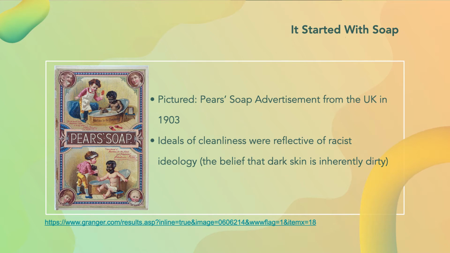So if you look at it, essentially there are these two small children, and the white child is bathing the black child in a bathtub. And the message inscribed on the bathtub says, "Matchless for the complexion." And then if you look at the bottom, one can see that after being cleaned, the black child has his skin completely lightened. So this is essentially saying that black skin is inherently dirty, which is reflective of the racist ideology that was surrounding the Western world at the time and still today.